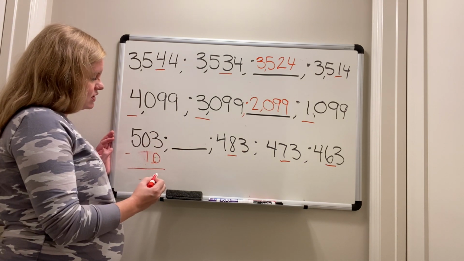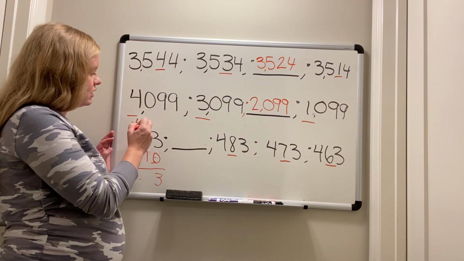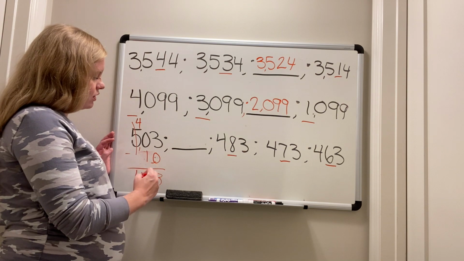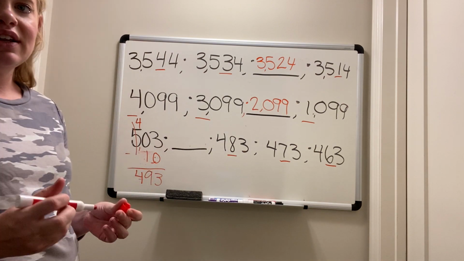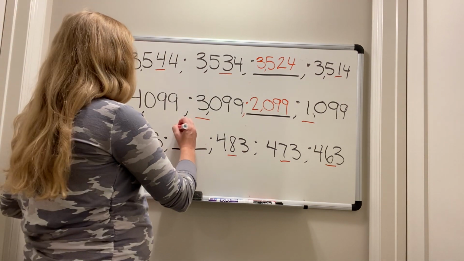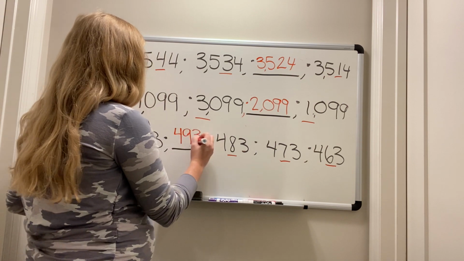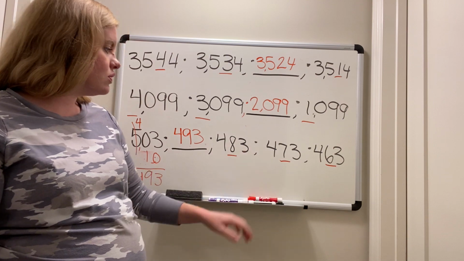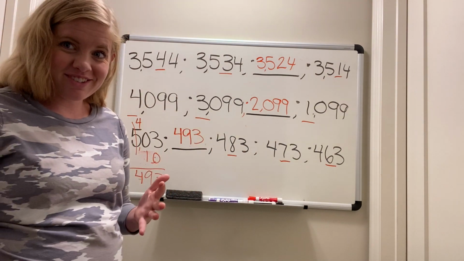3 minus 0 is 3. 10 minus 1 is 9. Drop the 4. 493. Awesome job if you got that right. Awesome job if you got that wrong too, because you're still trying, you're still learning.